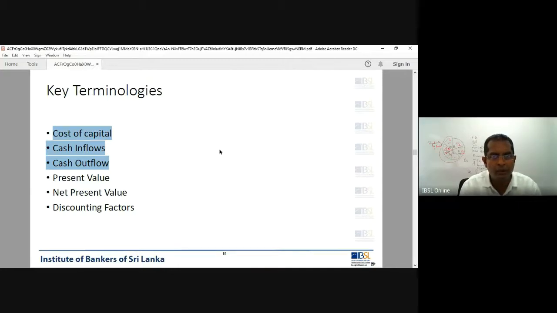Cash inflows from this project: what are the monies I will get into the business? Cash flow, you have cash from operation, cash from investment, cash from financing. What are the cash inflows to the business? What are the cash expenditures or cash outflows from the business? That is inflows and the outflows.